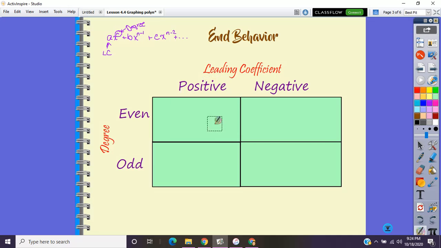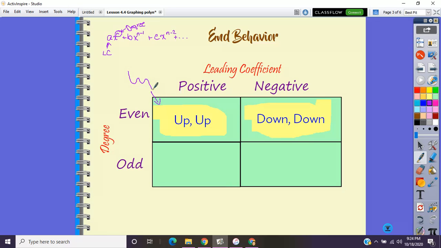If our leading coefficient is positive, so if a is positive, and our degree is even, that means 2, 4, 6, 8, our end behavior is going to be up, up. If our leading coefficient is negative, all it does is reflect it across the x-axis, a vertical reflection, so our end behavior would then be down, down. An example for up, up could be crazy as long as the ends are pointing up, or it could be something as simple as a parabola. Down, down, as long as the two ends are pointing down, we're good to go.